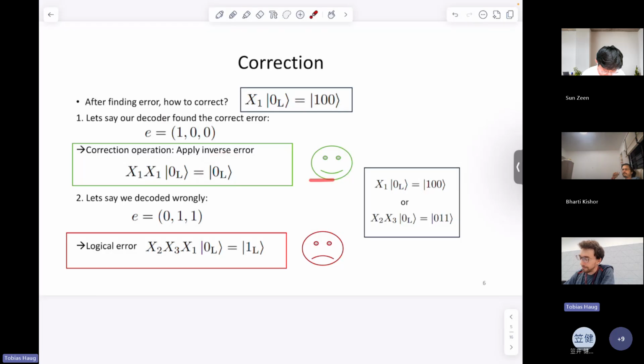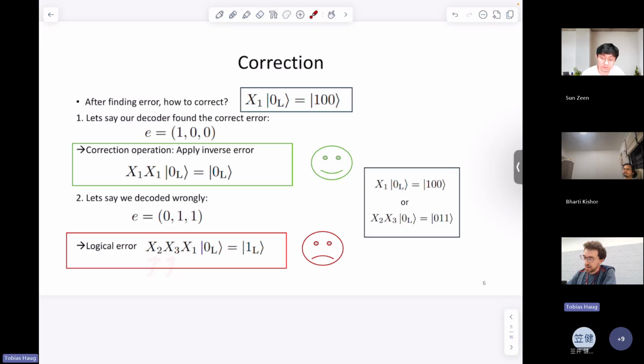So that's happy. Well, let's say we somehow made a mistake, right? So let's say we did our decoding and we made the wrong guess. We guessed the wrong error that matched the syndrome, the 011 error. So now we apply the correction operation, and the correction operation for this error would be to apply an X flip on the second and the third qubit.